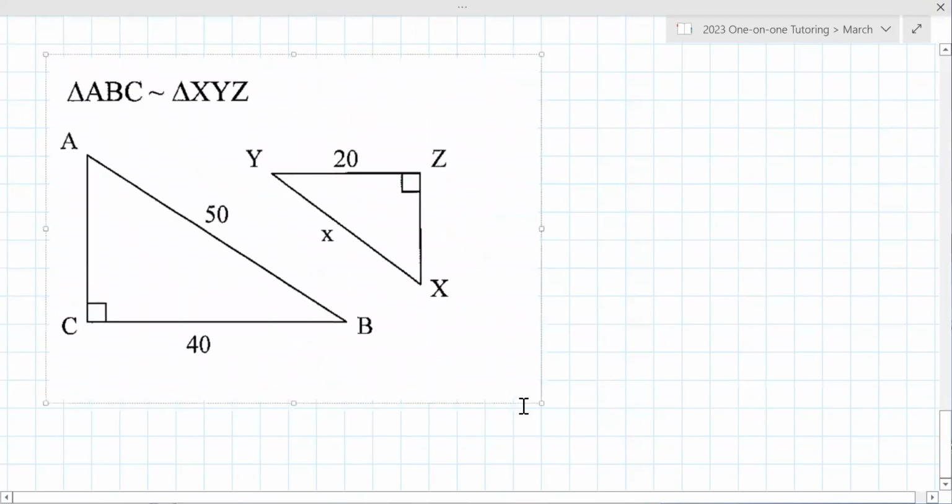But I want you to find both x and, well, actually, you can't do that, because we don't have that side. Okay, just find x in this problem.